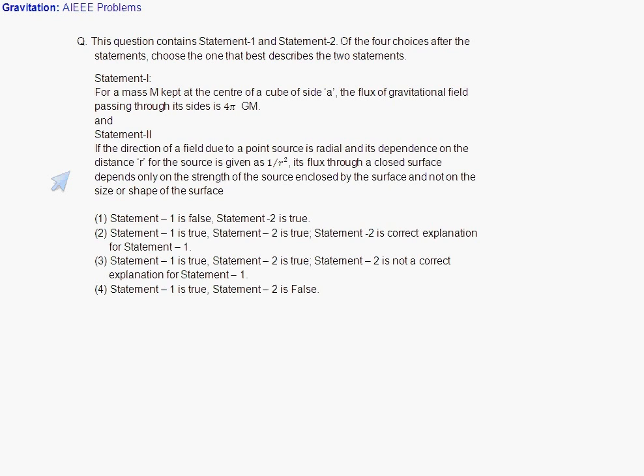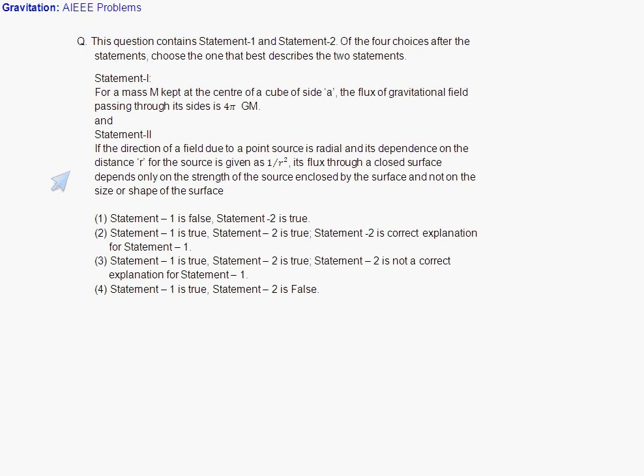Statement 1 is false, statement 2 is true. Statement 1 is true, statement 2 is true, statement 2 is a correct explanation for statement 1. Statement 1 is true, statement 2 is true, statement 2 is not a correct explanation for statement 1. Statement 1 is true, statement 2 is false.